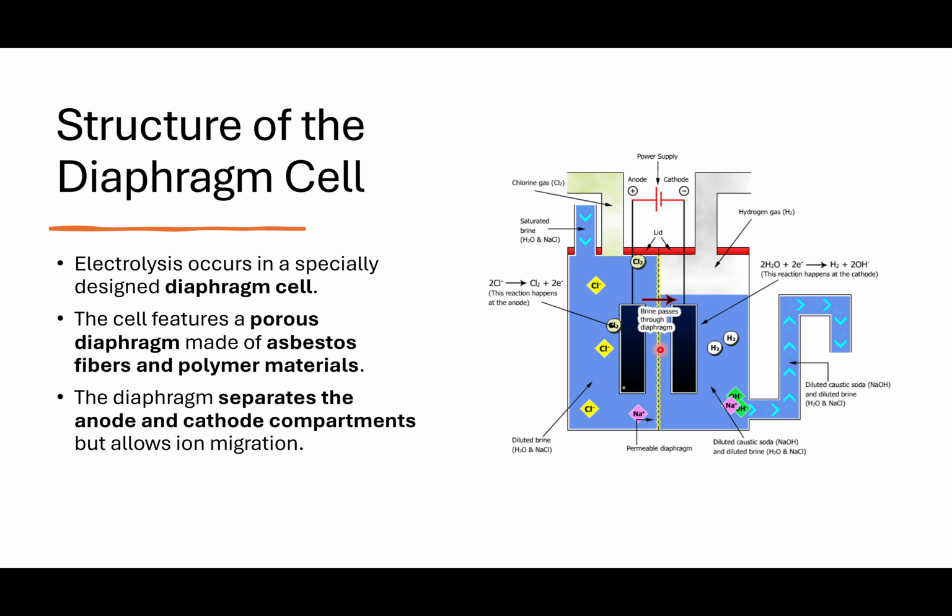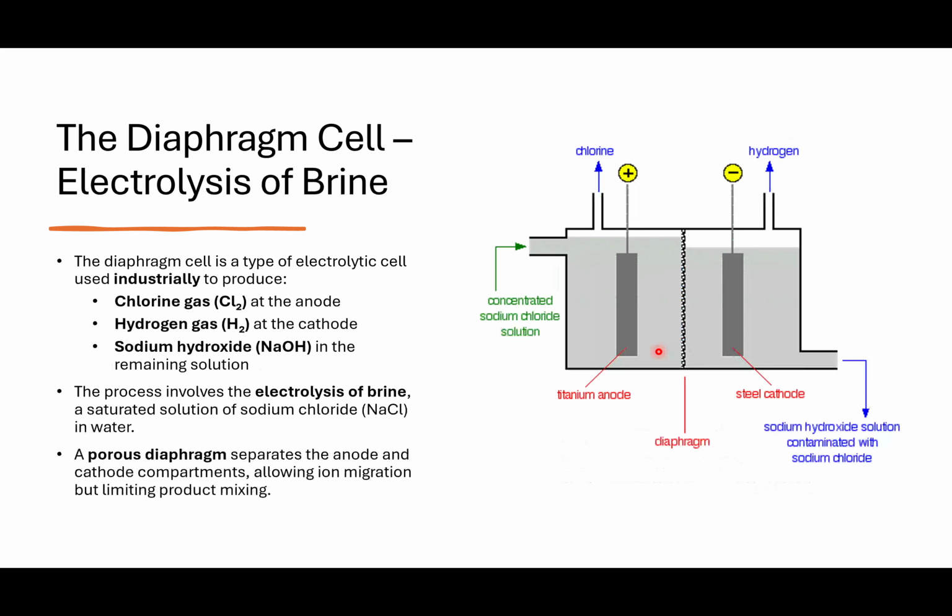We must know how to draw the diagram. We must know the reaction occurring at the anode. We must know the reaction occurring at the cathode. We must know what the anode and the cathode are made of. We must know what the diaphragm does and what it is made of. And we must link everything to the production of sodium hydroxide. That is what is required of us. Nothing else is required.